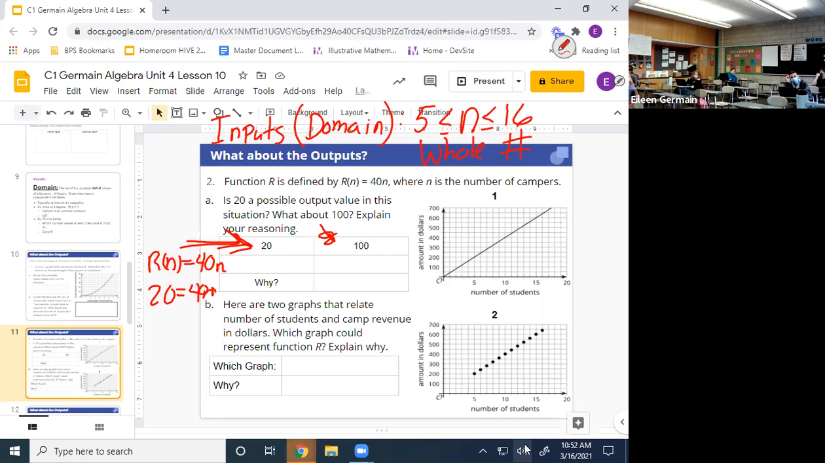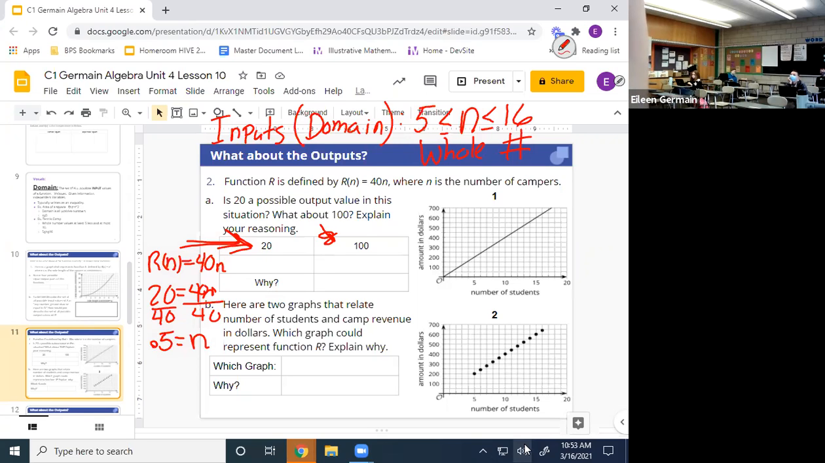No. Why? No, this would have an input of 0.5 if you calculate for the n, right? Because it's saying 20 is equal to 40 times n. Get the n by itself by dividing by 40 on both sides. 0.5 is equal to n. So to have a revenue of $20, you would have 0.5 of a student.